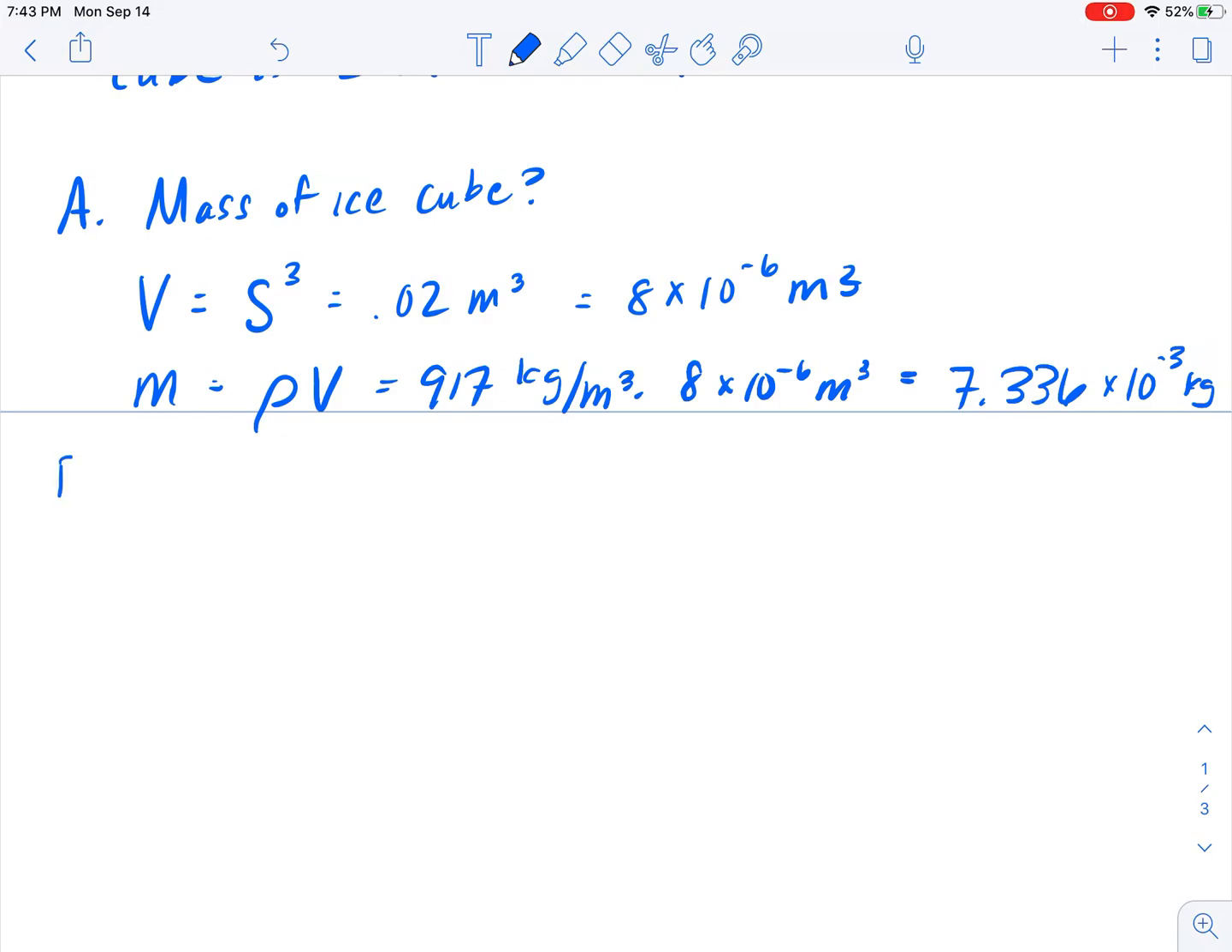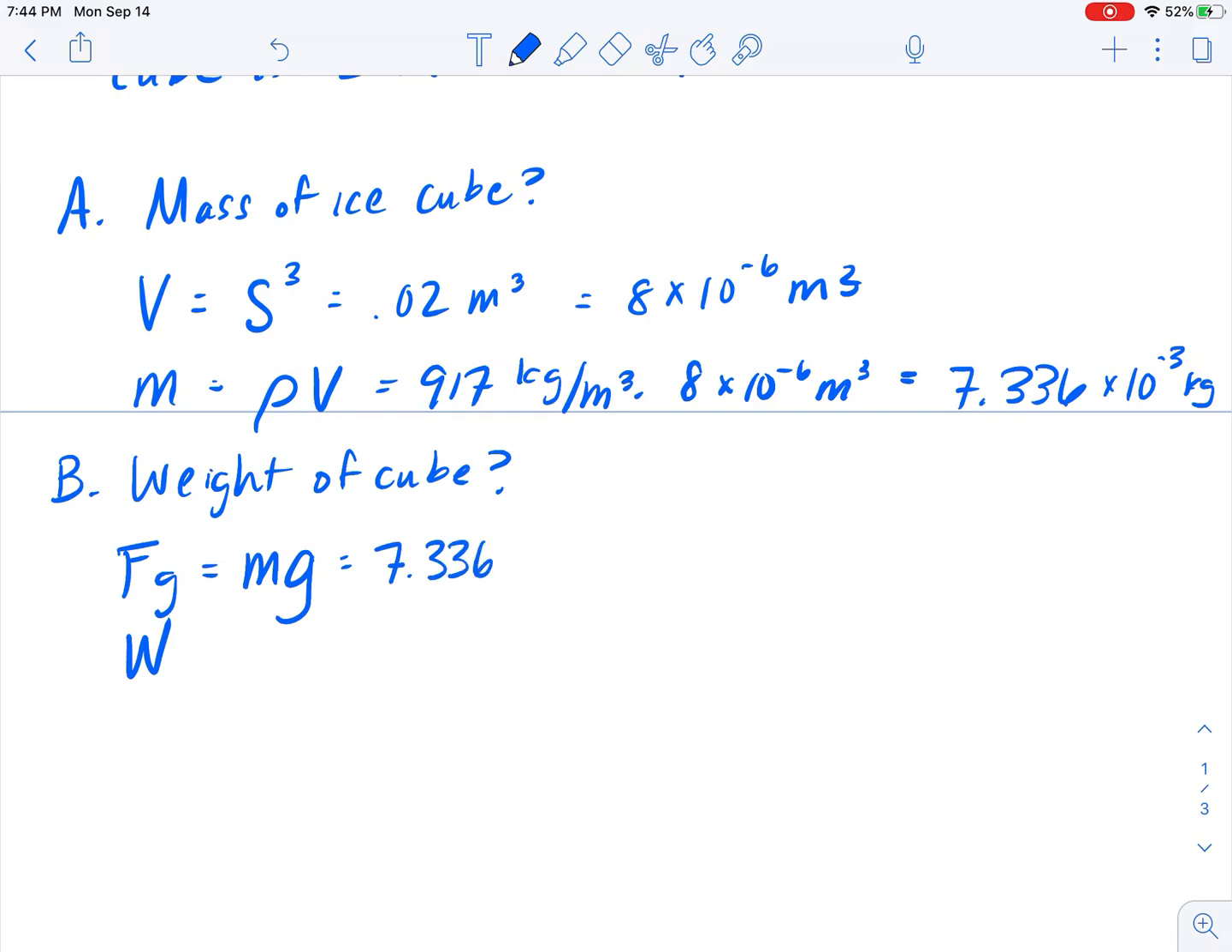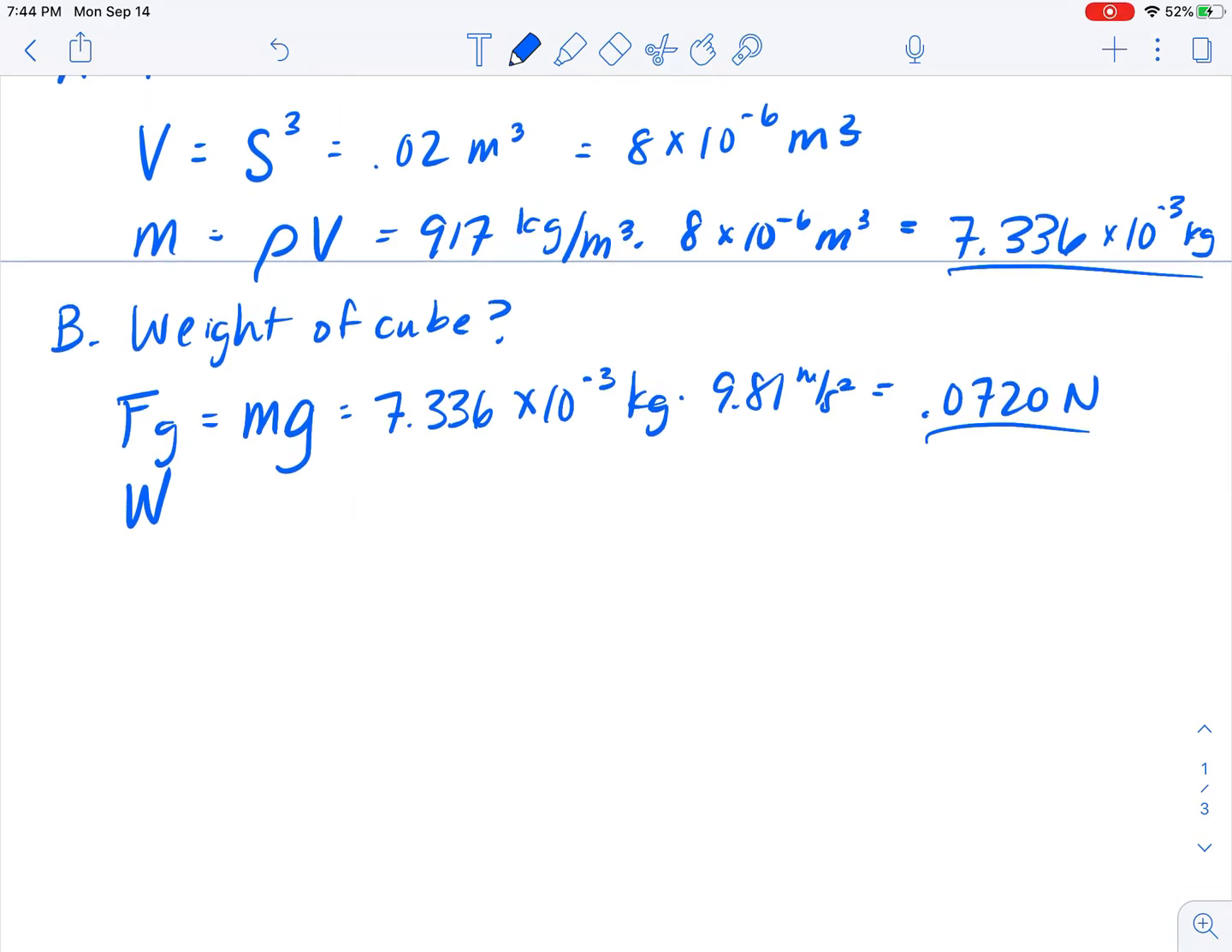Okay, next, let's figure out the weight of the ice cube. So remember that weight, which the College Board likes to use W. In most of the textbooks I've used in the past, it says FG. So you'll see those interchangeably. But regardless, weight is mass times the acceleration of gravity, which is 9.81. So we have the mass from before. It's 7.336 times 10 to the negative 3rd kilograms times 9.81 meters per second squared. And when we multiply that out, we get 0.0720 newtons.